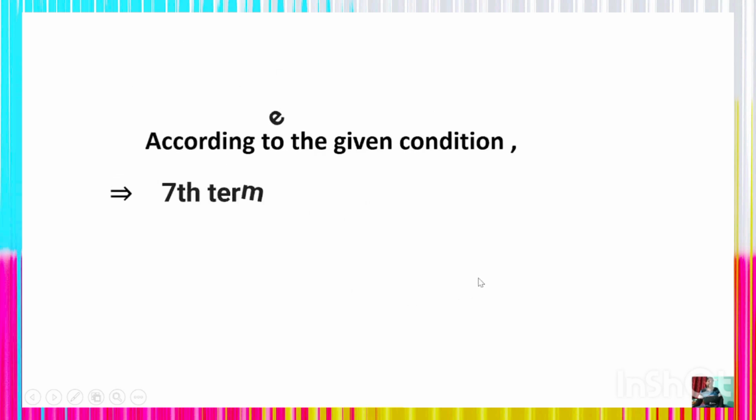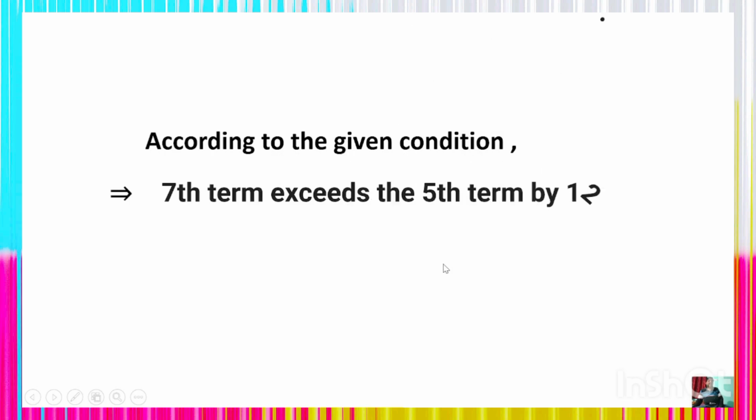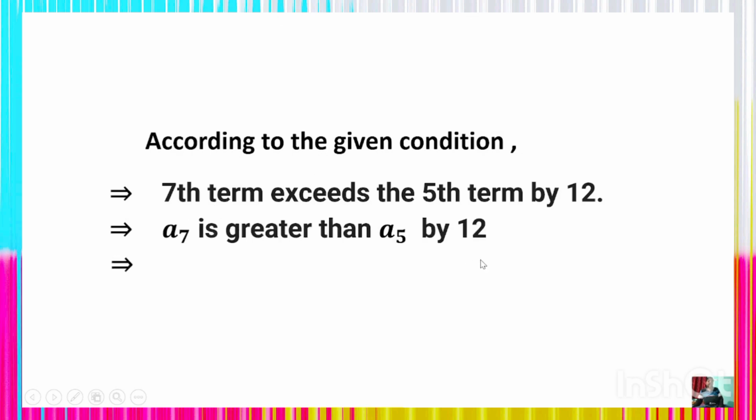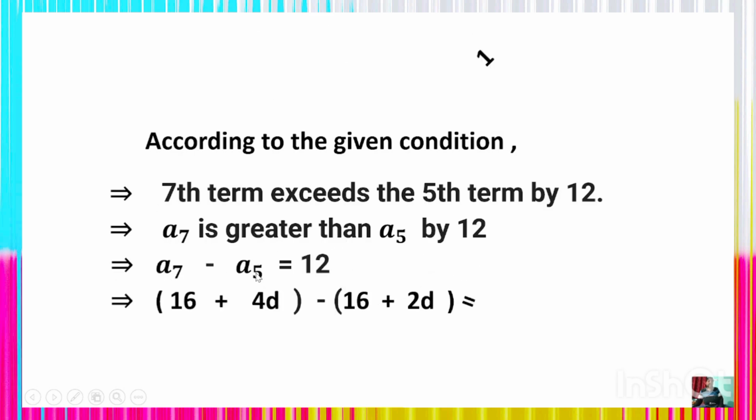So, according to the given condition, the seventh term exceeds the fifth term by 12, as per the question. So A7 is greater than A5 by 12. It means A7 minus A5 is equal to 12. So in place of A7 you can write 16 plus 4D, minus, in place of A5 you can write 16 plus 2D, which is 12. Understand? Again, 16 plus 4D minus (16 plus 2D) is equal to 12. 16 plus 4D minus 16 minus 2D is equal to 12 after removing the bracket.